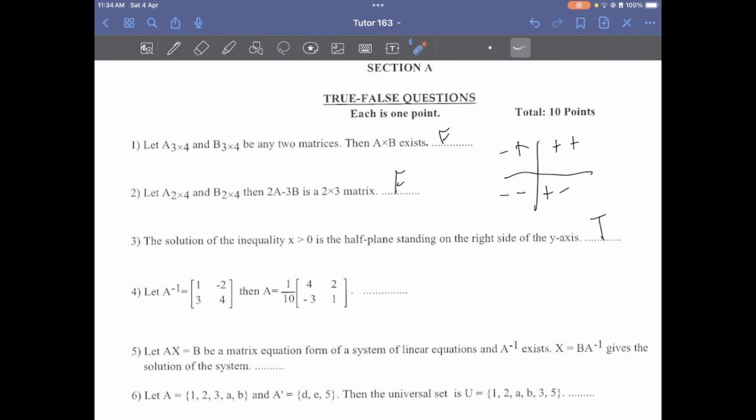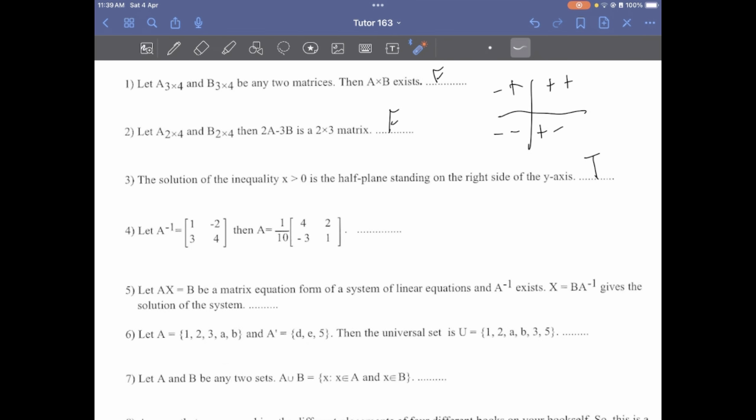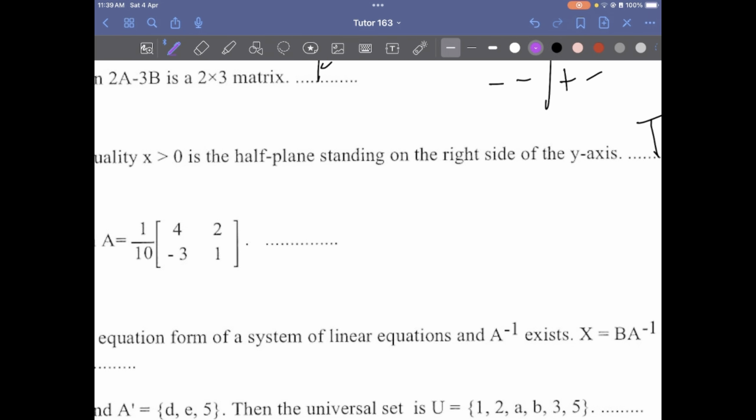Let A inverse equal [1, 3; negative 2, 4]. Then A is equal to 1 over 10 times [4, negative 3; 2, 1]. To confirm this, all you have to do is, again, find the inverse. So remember, to find the inverse, the formula is A to the power negative 1 is equal to 1 over (AD minus BC) times [D, negative B; negative C, A]. The formula is supposed to be 1 divided by A times D minus B times C, not A times B.